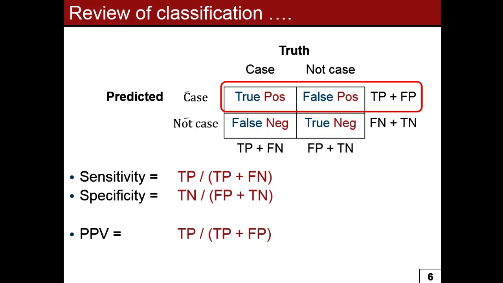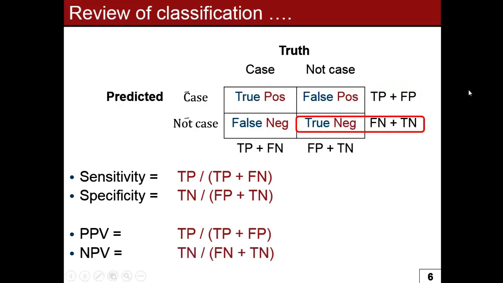How many times when we say yay are we correct? And then the negative predictive value, which is how many of the nays did we, when we say no per our tool, how often was that correct? Which is the true negative cell over the right margin here.